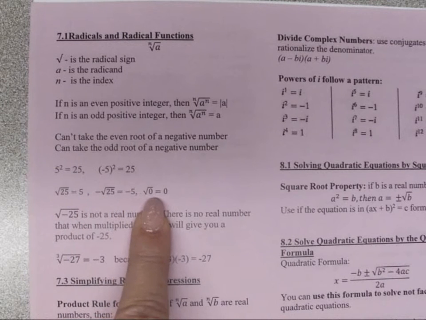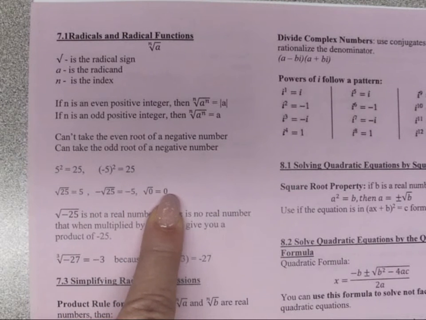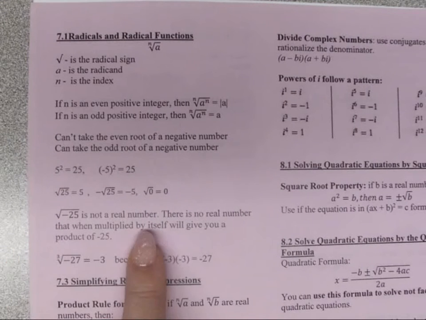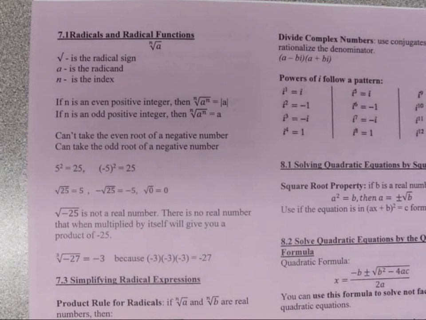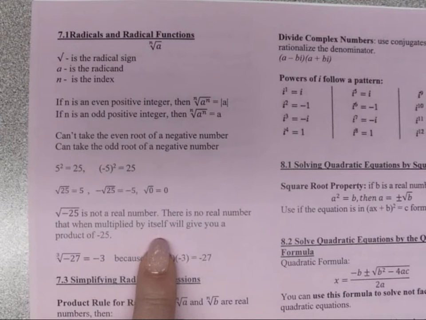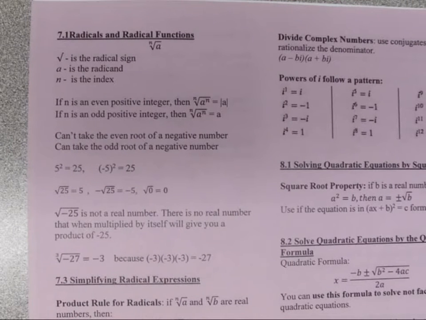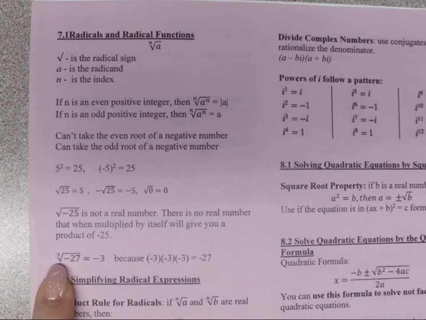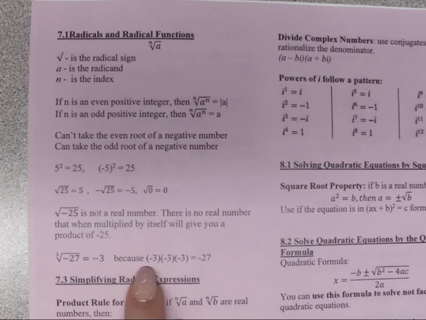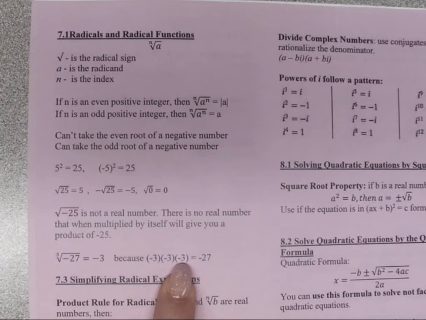We can take the square root of 0. That's just going to be 0. But as I said, the square root of negative 25 is not going to be a real number. It will be an imaginary number, which we'll talk about in a couple of lessons from now, because there's no real number that when multiplied by itself will give you that product of negative 25. Now you can take the cubed root of negative 27. That'll get you negative 3, because negative 3 times negative 3 times negative 3 will get you that negative 27.